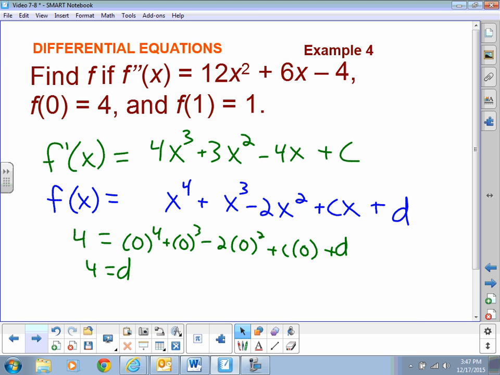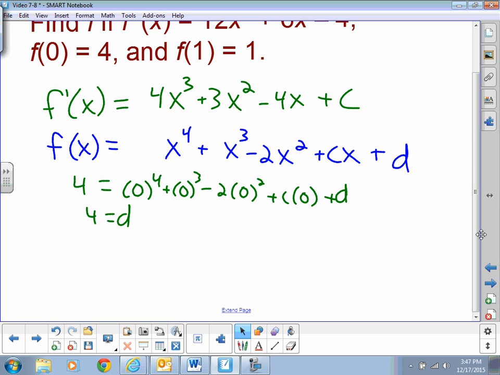Now keep in mind, when you put 0 in, we don't necessarily always get stuff to wipe out. What if you had a cos in there? Cos of 0 is 1. What if you had an e to the x in there? E to the 0 is 1. So don't just assume that when you sub 0 in, it wipes everything out. You've got to actually think about it.